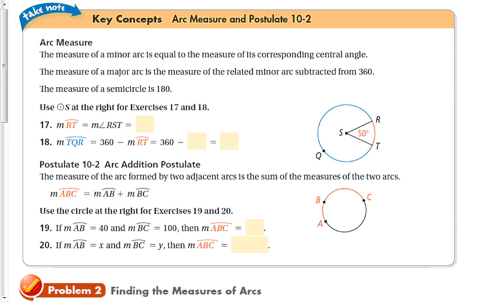All right, we can also talk about the arc measure. The measure of a minor arc is equal to the measure of its corresponding central angle. So we use degrees to measure arcs. The measure of a major arc is 360 minus the measure of the related minor arc. The measure of a semicircle is always 180. Go ahead and fill in 17 through 20, and I'll check back with you.